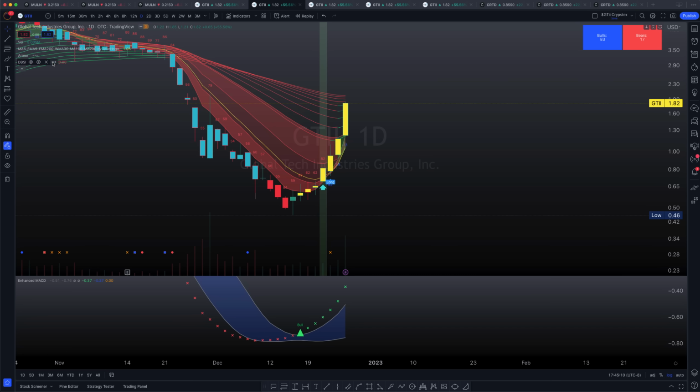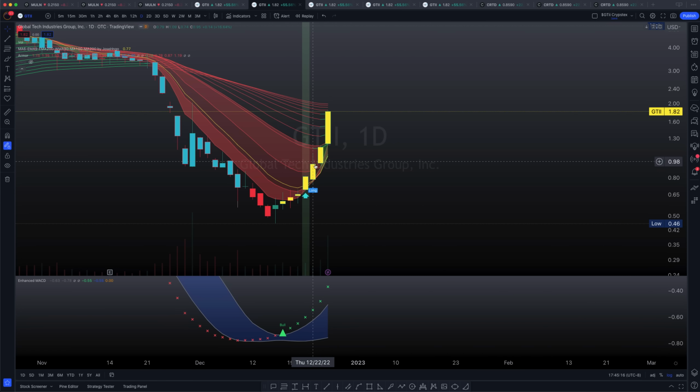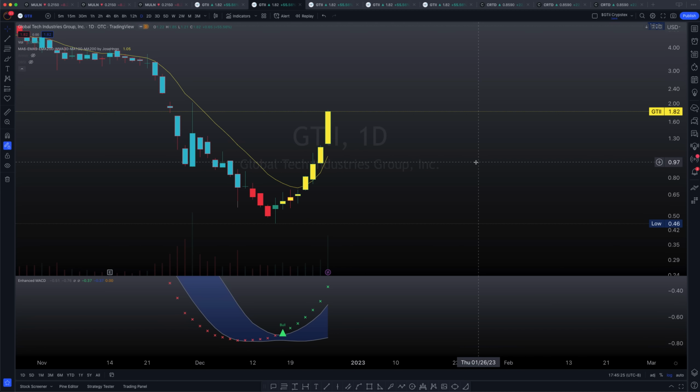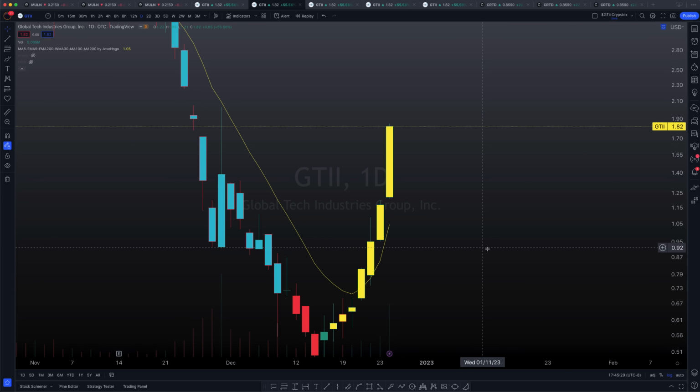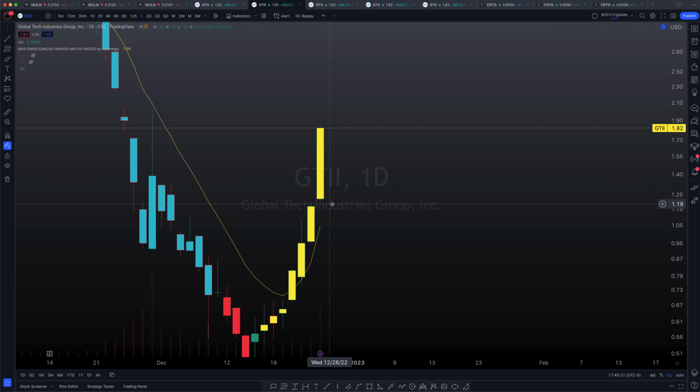If we load up the ARC Armor indicator, you can see that Armor was the most conservative of all of them, printing that buy signal on December 22nd for that continuation to the upside. So let's go ahead and block the visibility for the Armor and take a look at this. Okay, you guys. When we start printing candles that are creating tiny little gaps, that's a pretty good sign for upside continuation.